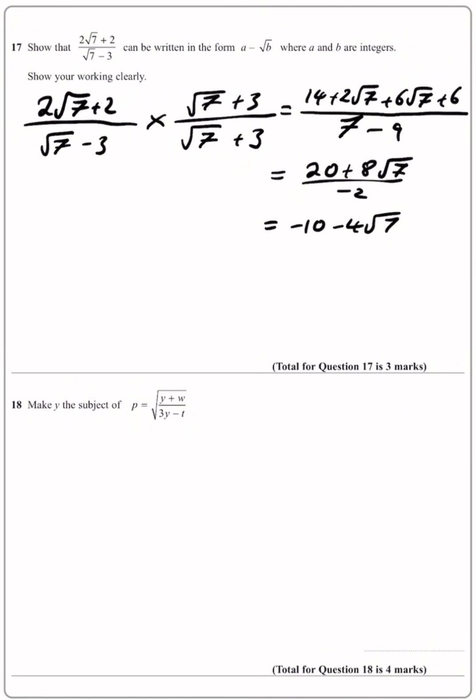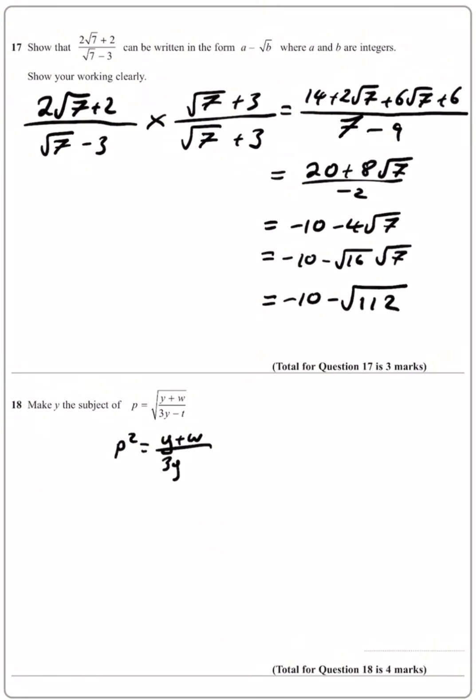Divide both parts by negative 2, we get negative 10, subtract 4 root 7. Now the question wants us to give our answer in the form a subtract root b. So I'm going to turn the 4 into a root 16 and then multiply it by the 7. So negative 10 subtract root 112 for my final answer.